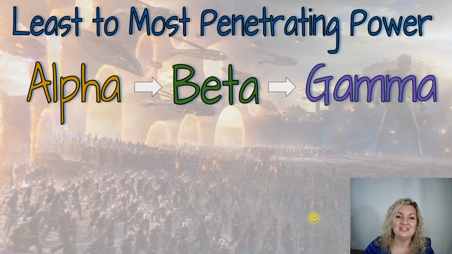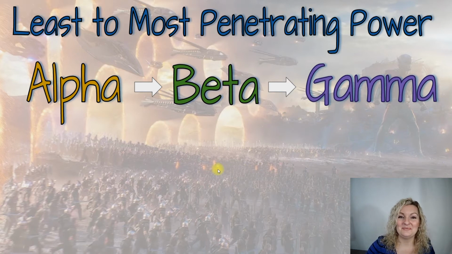Now we have three different types of decay we're going to be talking about: alpha, beta, and gamma. And so the lineup here, from the least to the most penetrating power, is what we're going to go by for today in terms of assigning which Avengers villain goes with which one. So alpha has the lowest penetrating power, beta would be second, and then gamma has the highest penetrating power.